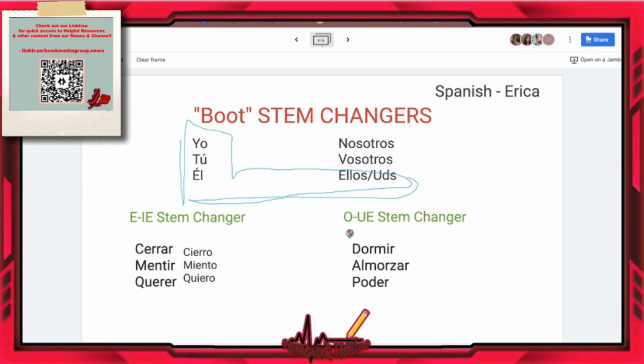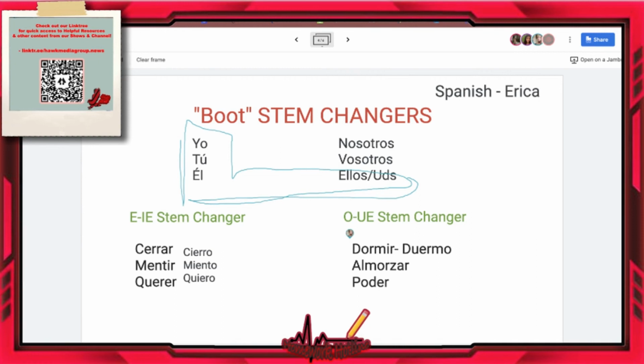These are similar in that they follow a pattern of changing this vowel to this letter. So dormir means to sleep. If you're saying I sleep, you say duermo. And if you're saying you sleep, duermes. Almorzar means to eat lunch, which I would love to do right now because I'm very hungry. But we're just going to conjugate it for now. Yo almuerzo, I eat lunch.